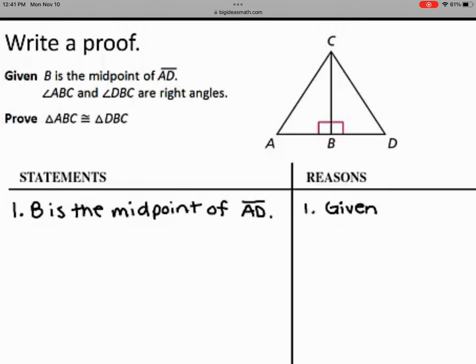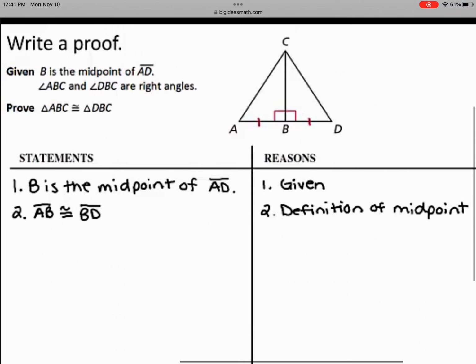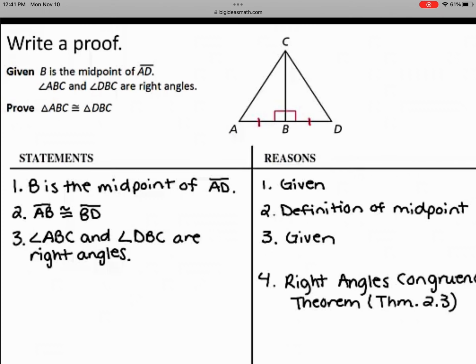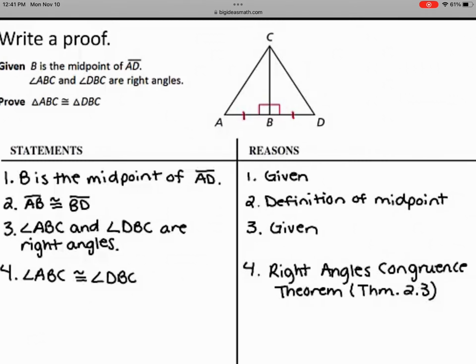You are given that B is the midpoint of segment AD. So, by the definition of a midpoint, you can state that side AB is congruent to side BD. Now, you are also given that angle ABC and angle DBC are right angles. So, by the right angles congruence theorem, you can state that angle ABC is congruent to angle DBC.